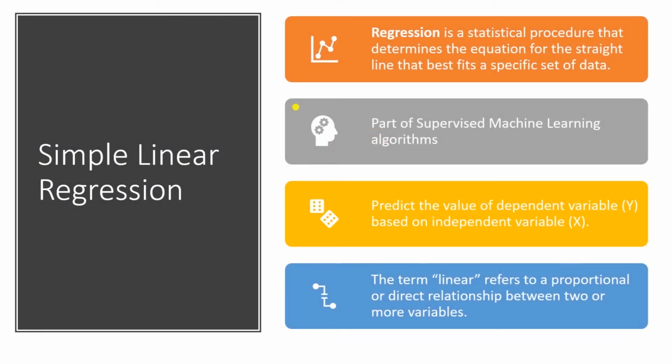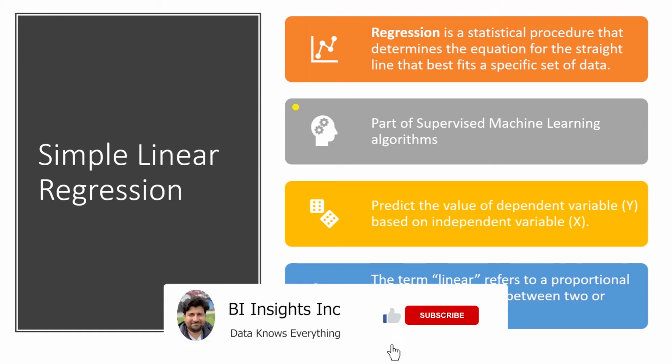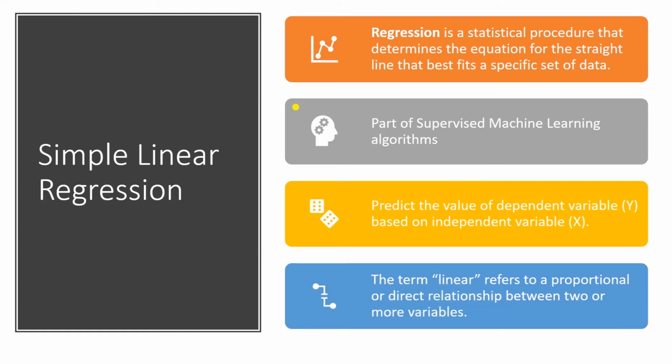Today we'll continue with supervised machine learning algorithms. In the previous two videos we looked at classification. In today's session we'll look at linear regression. Regression is a statistical procedure that determines the equation of a straight line that best fits a specific set of data. It predicts the outcome of a variable known as the dependent variable using an independent variable.